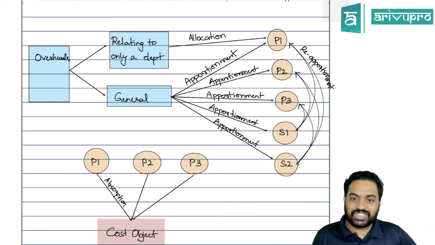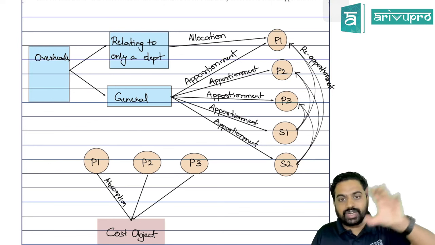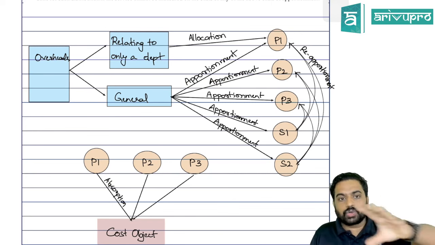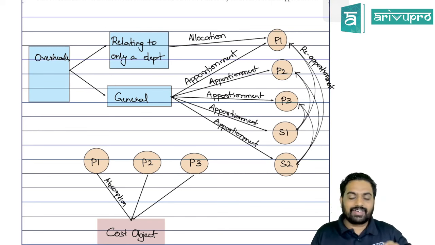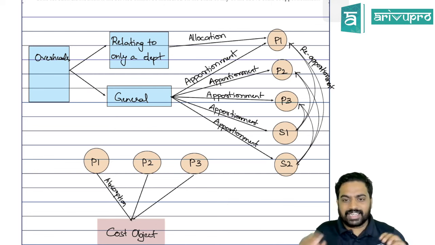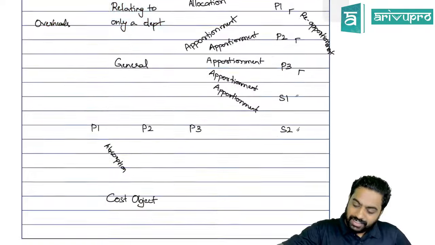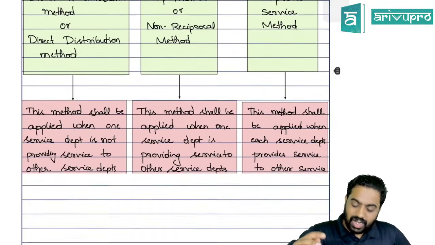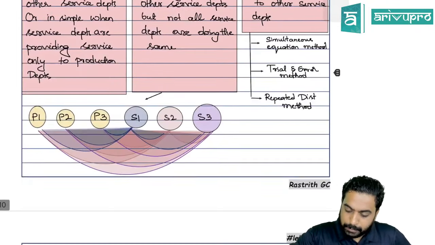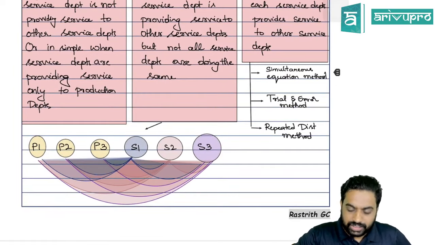In this situation, straight away we are going to charge S1 and S2 expenses to P1, P2, P3 in the given ratio, in the given percentage. That thing is called the direct redistribution method or direct distribution method.